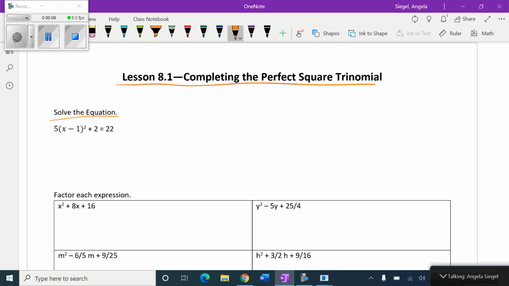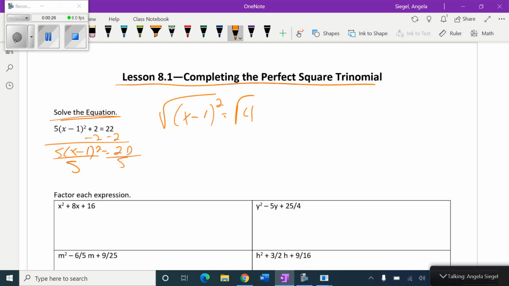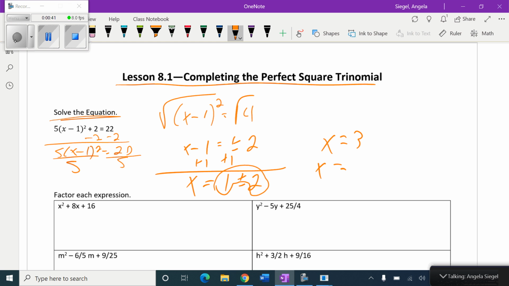So if you have an equation like this, it's great. We know what to do. We're going to subtract 2 and divide by 5, and we end up getting x minus 1 squared equals 4. You take the square root, x minus 1 equals plus or minus 2. We add 1 to both sides, so x equals 1 plus or minus 2. So x equals 1 plus 2, which is 3, and 1 minus 2, which is negative 1.